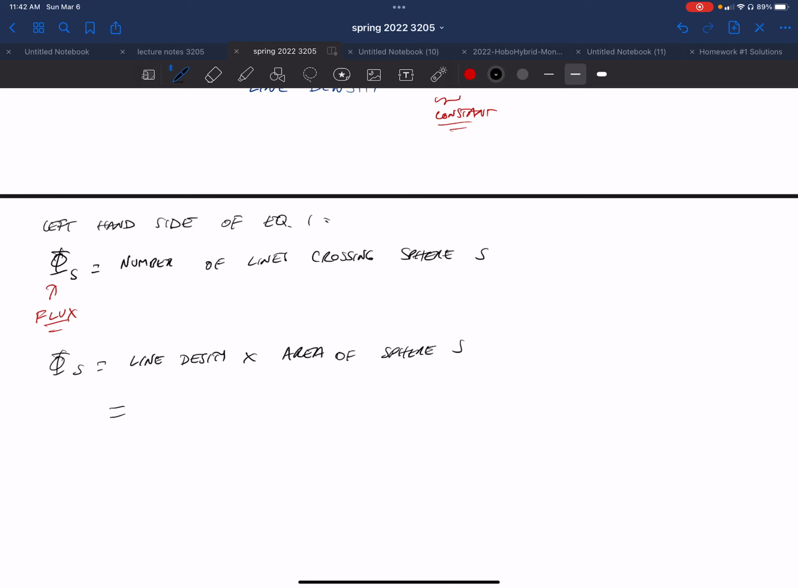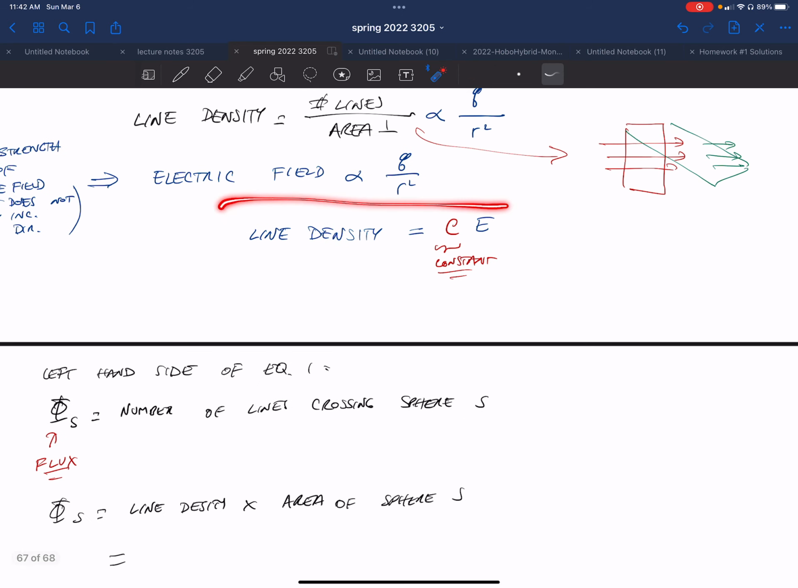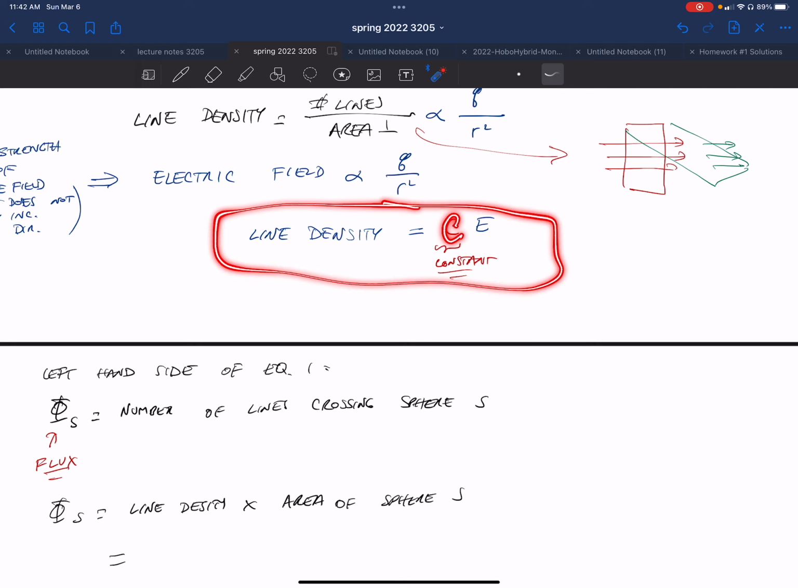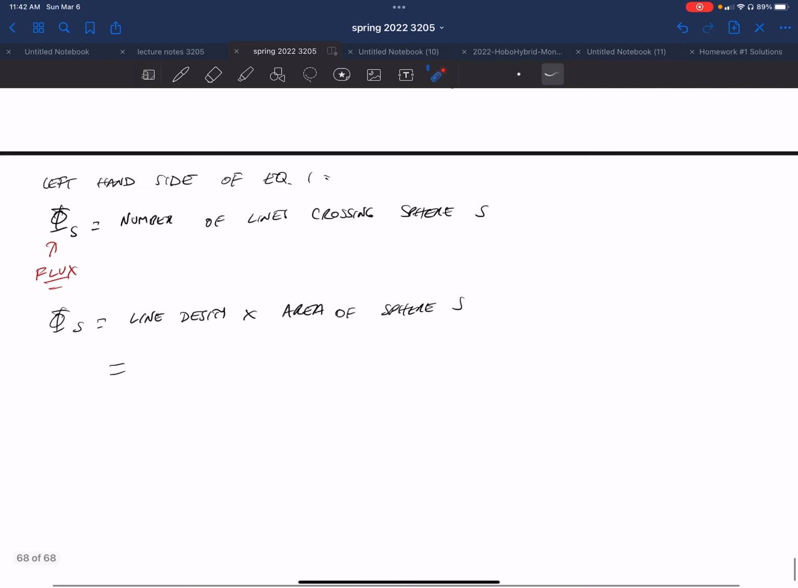So the line density, we said, is proportional to the electric field with a constant factor. You'll see in a second why I'm not being too picky about the constant, because it tends to cancel out. For a second, say we define the line density as a constant times the electric field. So it's going to equal a constant times the electric field times the area of the sphere, which is 4 pi r squared. So that's the left-hand side of equation 1.